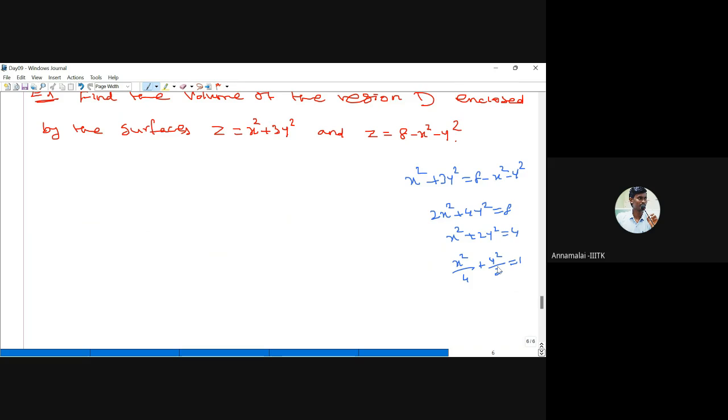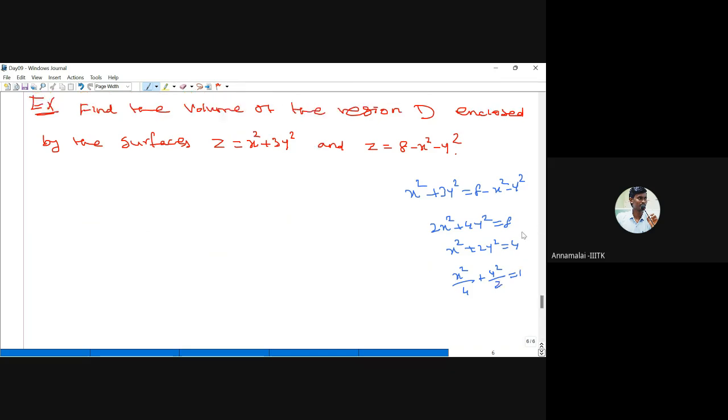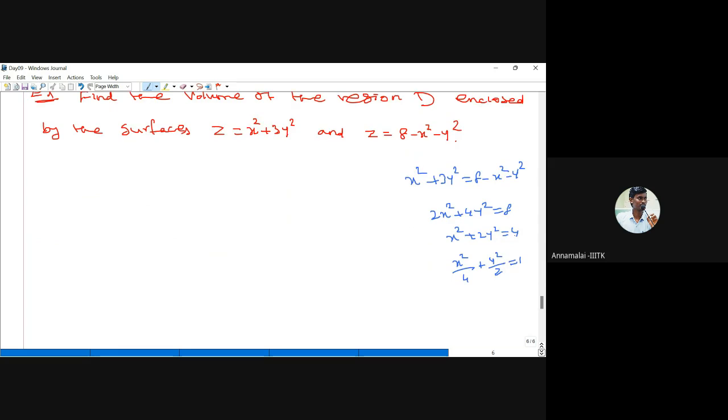Now, what is the upper boundary of this curve, and what is the lower boundary of this curve? Anyway, the intersection we get is an ellipse. Now if you consider the first equation, x square plus 2y square equal to 4, we will get this one, right? So from the intersection curve we can find y.